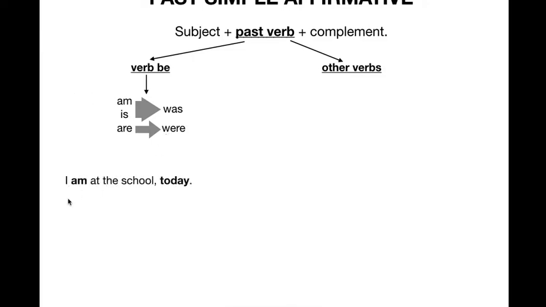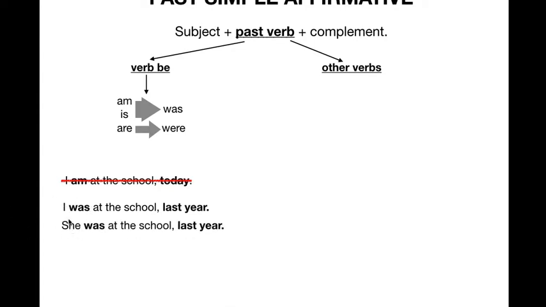Okay? So here we have an example. I am at school today. This is in present, right? But we don't want to speak in present, so we are going to say I was at school last year, because we are talking about the past. And as we are using I, we have to use was. If you are using she, you have to use was. But if you are using they, we have to say they were, okay?